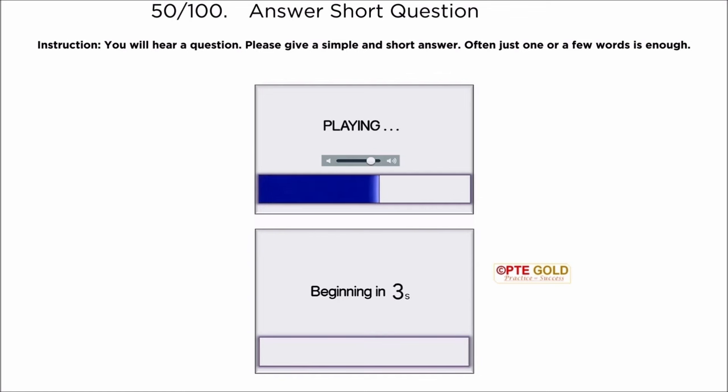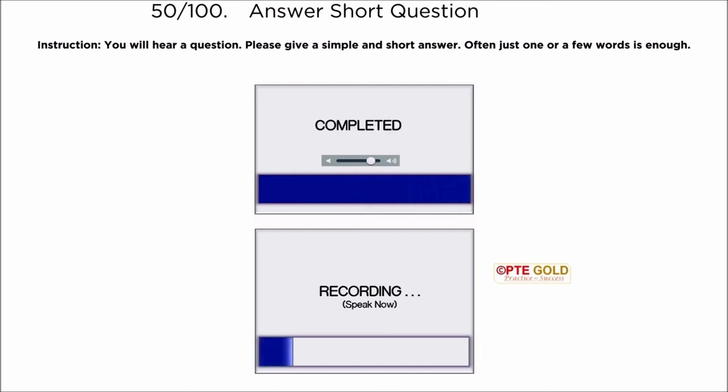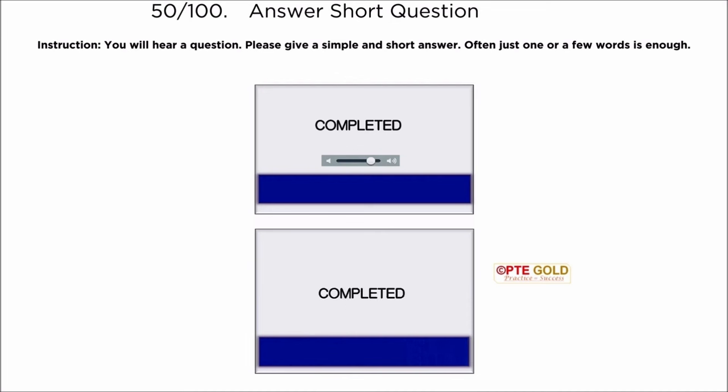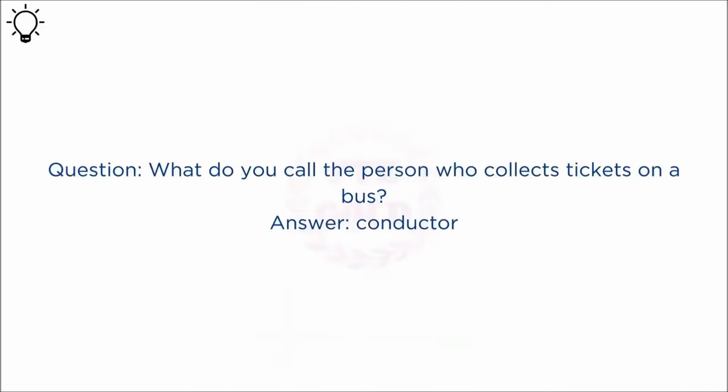What do you call the person who collects tickets on a bus? Conductor.